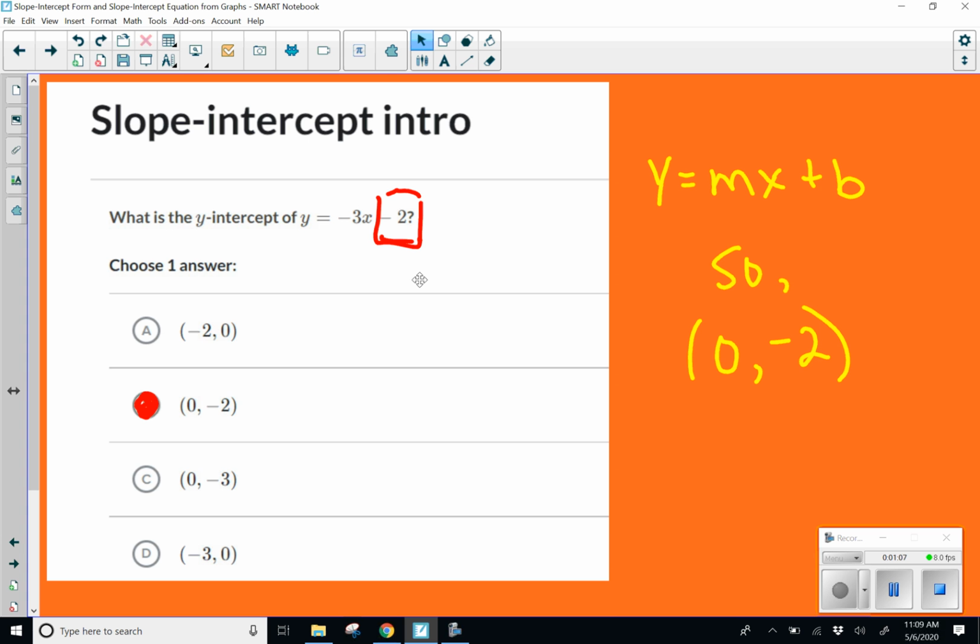Okay, so let's start with the first example. Notice my equation is in slope-intercept form, y equals mx plus b. I've written that form here over on the right as well. So it's asking what the y-intercept is, and we know that b represents our y-intercept. So that means that -2 is your y-intercept. And remember, your y-intercept is always going to be where x is 0. So the coordinate for that y-intercept would then be (0, -2), which would be answer choice B.